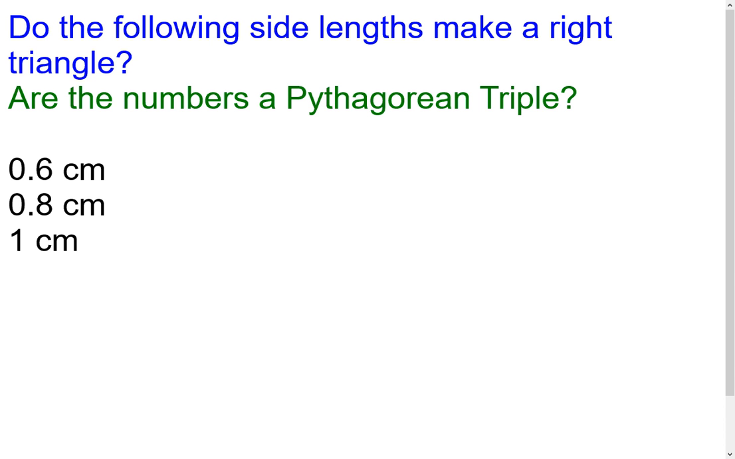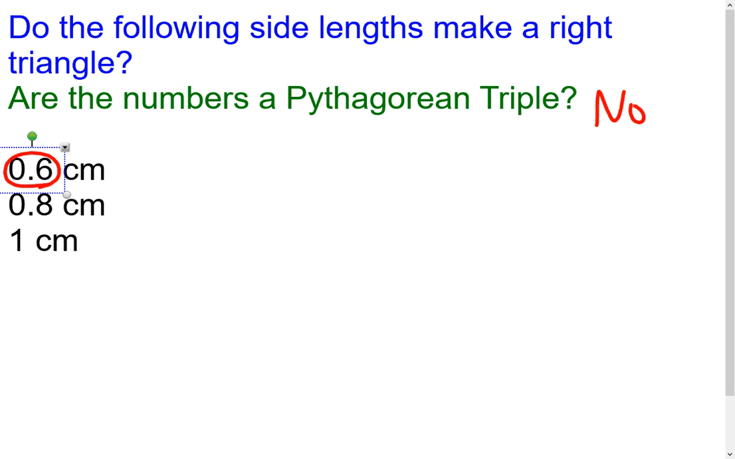The next part, are the three numbers a Pythagorean triple? Well, I'm going to look at that one right away, and I don't have to go any farther to know that those are not a Pythagorean triple. So I'm going to put no right here just for mine. The reason I know it's not a Pythagorean triple is because this number right here is a decimal. And remember, in order to be a Pythagorean triple, it has to be a whole number. That's not a whole number, therefore I know right away, not a Pythagorean triple.